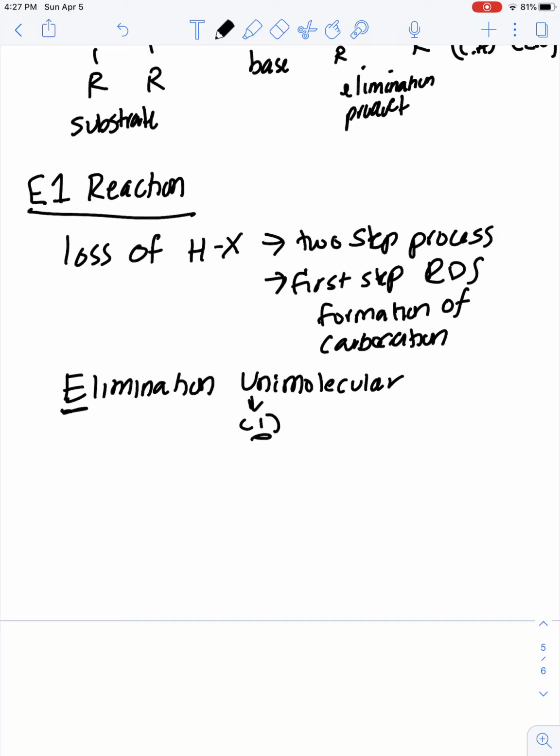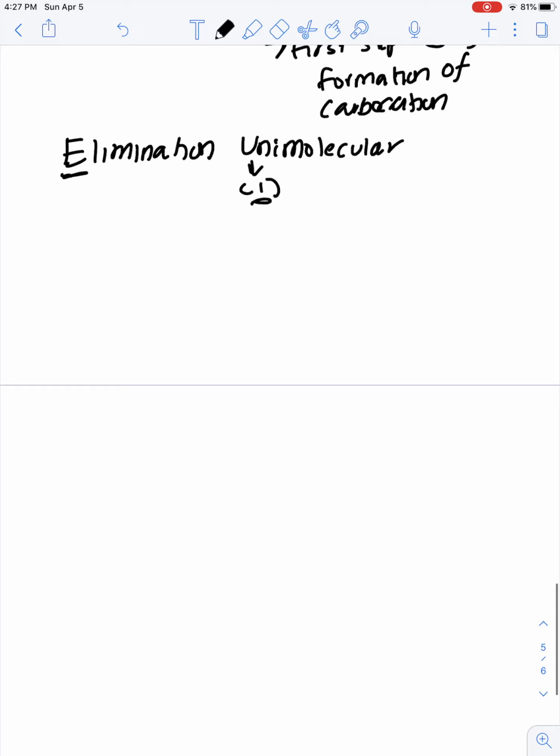A lot of this should sound familiar to you from when we talked about substitution reactions. Our first step in a substitution reaction is the rate determining step, and our first step results in the formation of a carbocation. So when we have E1 reactions, in most cases we're going to have a mixture of both elimination and substitution products formed, again because they are competing with each other.